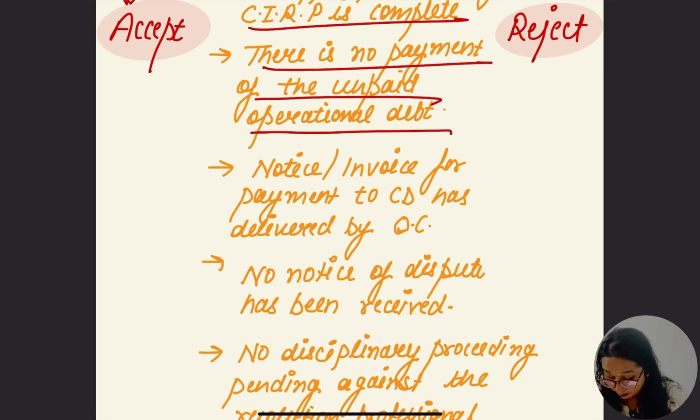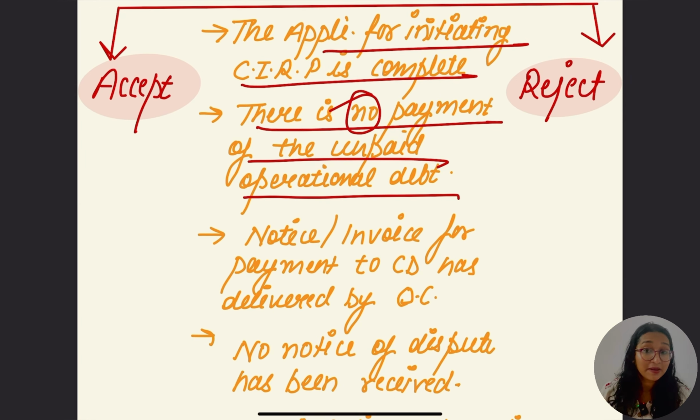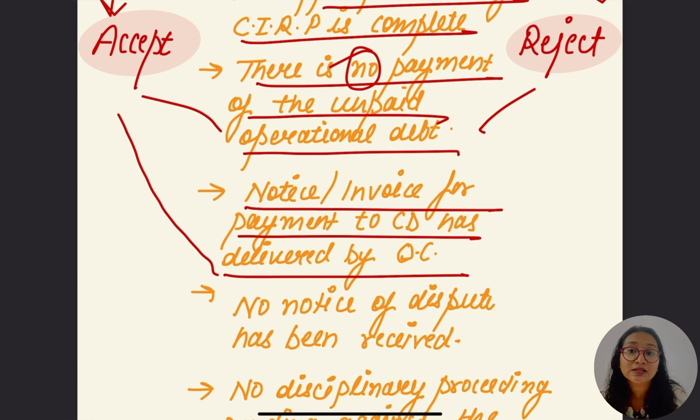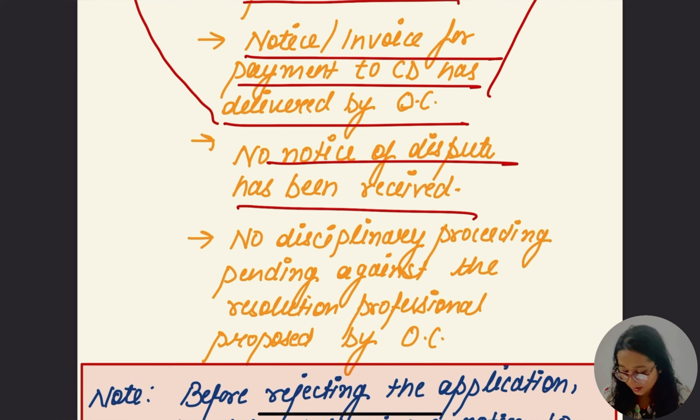If there is payment made by the corporate, sorry for the disturbance guys, ignore. Let's continue. If there is actually payment made by the corporate debtor, in that case the AA is going to reject the application. Hope this point was also clear. Notice and invoice for payment to the corporate debtor has been delivered by the operational creditor. If the notice is delivered to the corporate debtor, in that case this application is going to be accepted, otherwise it's going to be rejected. No notice of dispute has been received. In that case again accepted, otherwise going to reject.